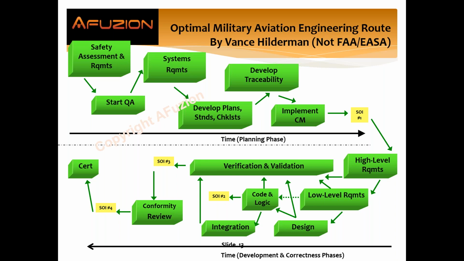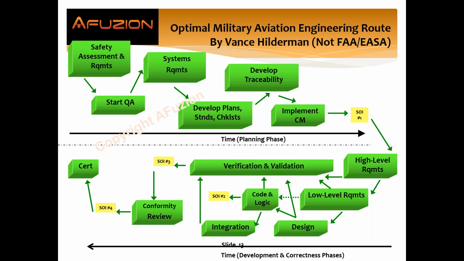Then we have our first stage of involvement, SOI number 1. This is not an SSR. In a few minutes, we're going to show the difference between the military progress reviews, SSR, system spec review, CDR, PDR, TRR. These are different. After SOI 1, we start development, and that's the bottom half going right to left. We start with high-level requirements, then low-level requirements, then design. Notice the overlap.